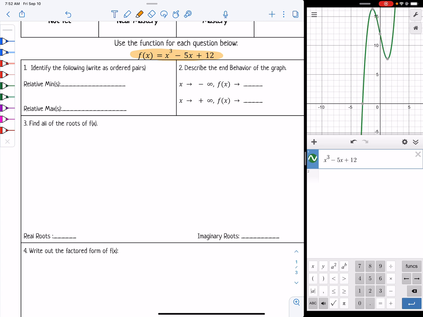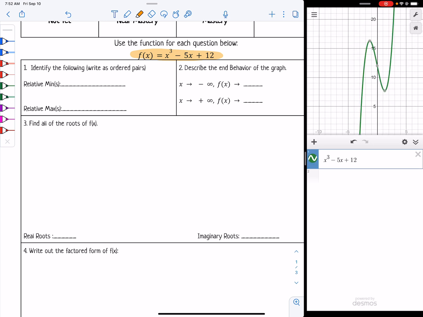So let's type it into Desmos and take a look. x cubed minus 5x plus 12. We have a relative maximum point at negative 1.3, I'm just going to round that off, and 16.3. So let's write that down. Negative 1.3, 16.3. Make sure you put that in the right spot. That's a relative maximum. And then we have a relative minimum point located at 1.3 and 7.7. You don't have to round them off. You're welcome to write that all out, but I'm just going to round them off for this video.